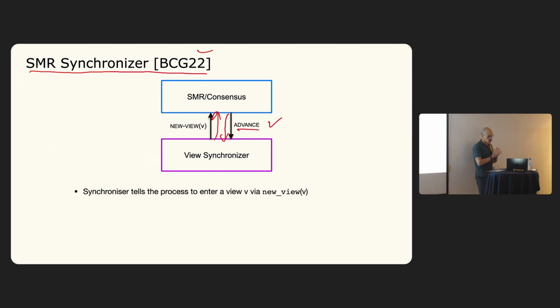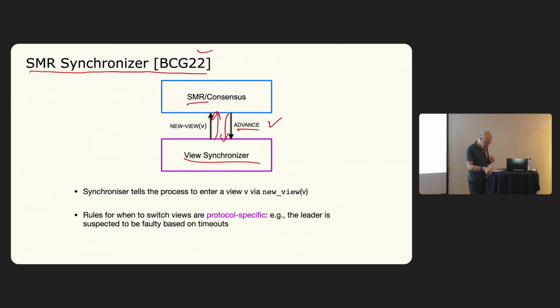Okay, so that results in a much more elegant and efficient implementation of state machine replication, because we essentially only need to synchronize when it is really needed, right? But maybe a slight downside is that now the application needs to be able to detect the situation when it needs to resynchronize. So this is the SMR synchronizer.